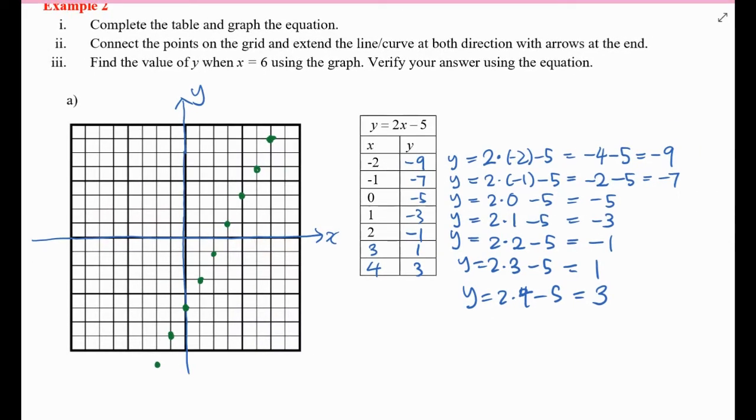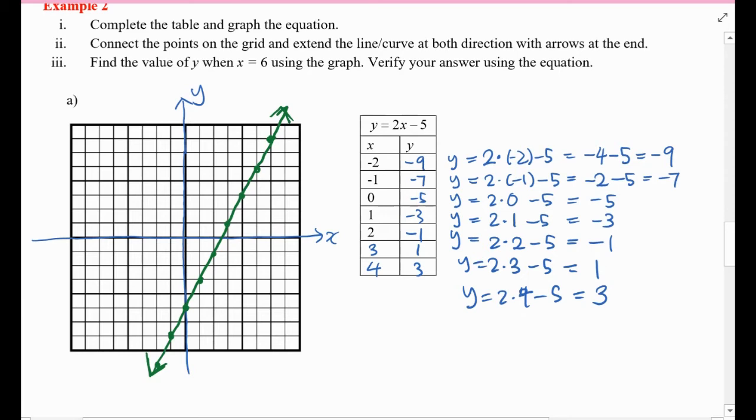Connect the points on the grid and extend the line in both directions with arrows at the end. So we're going to connect the dots. The reason we are joining the dots is we can also plug in other numbers between 2 points. For example, we can plug in negative 1.5 or 0.3, other decimal numbers between 2 points. So there will be more points in between. So we are joining the points and putting arrows in both directions.